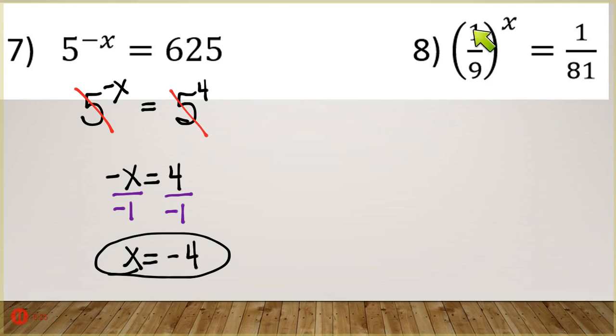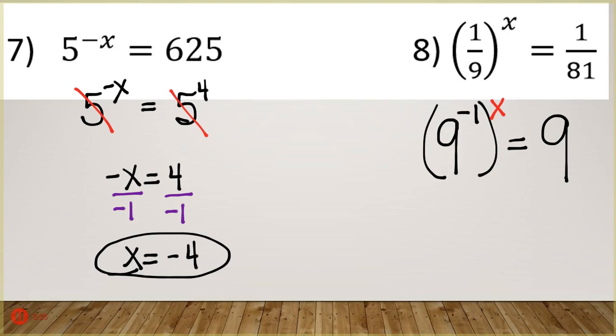Now 1 over 9 and 1 over 81, they both share a base. And there's actually several different ways that we could go about solving this equation. Well, one way is to rewrite both sides with the base 9, because we know that 1 over 9 is equivalent to 9 to the power of -1. And I'm going to put that x back right where it was. And we're going to set that equal to 9 to the power of -2, because 9 to the power of -2 is equal to 1 over 81.